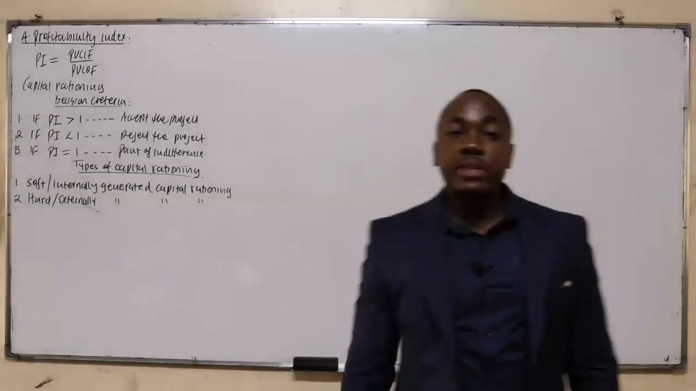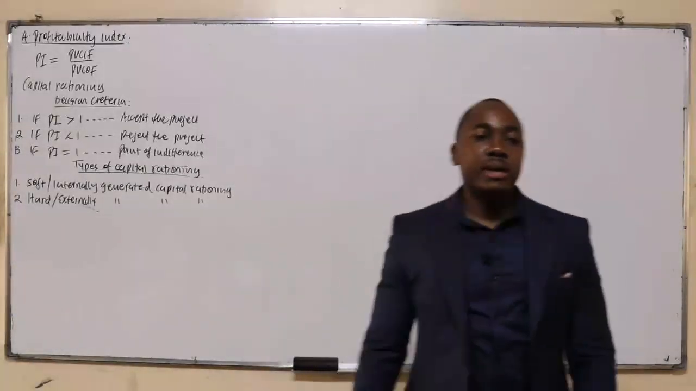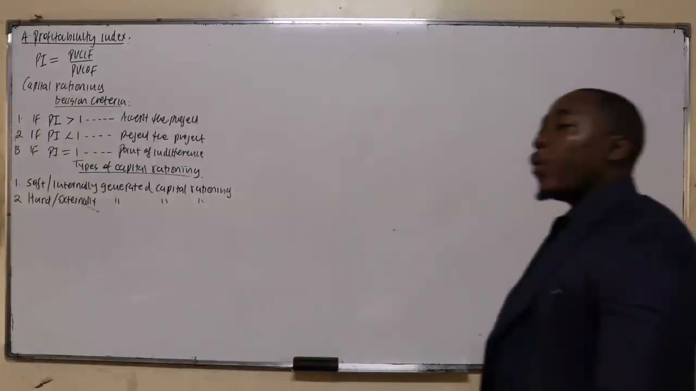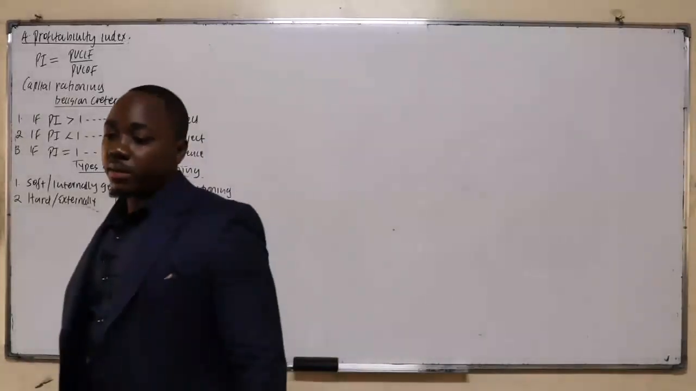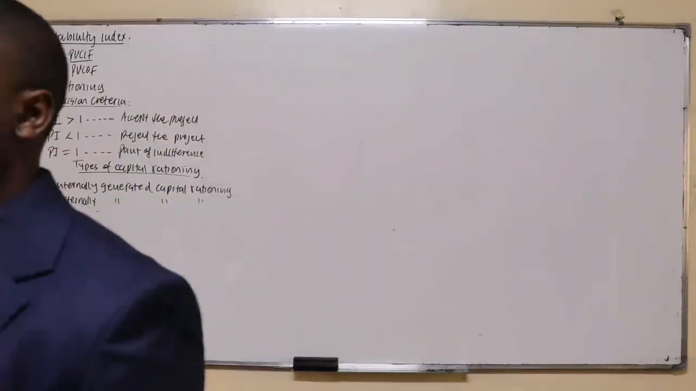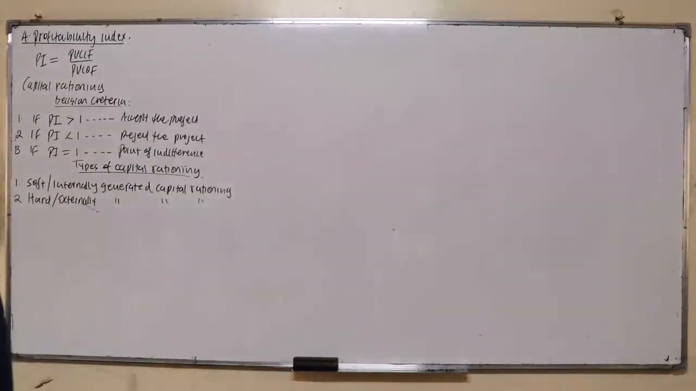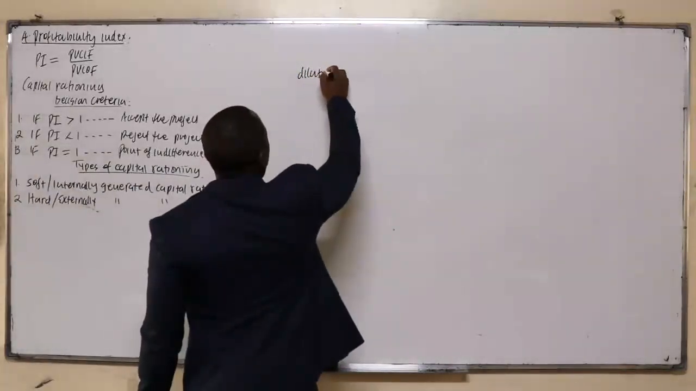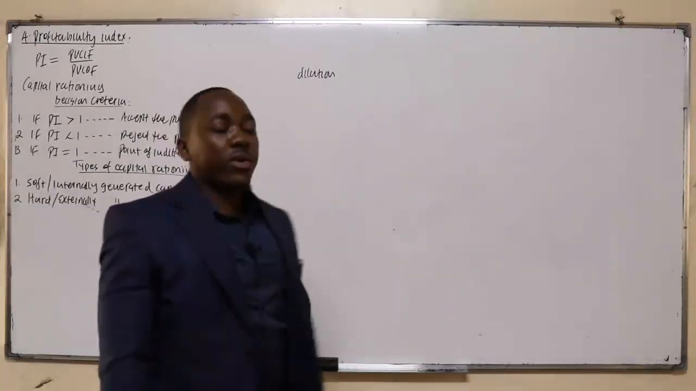It may arise due to the following circumstances. What might lead to soft capital rationing? Number one, when the management refuses to issue new shares to raise capital, so as to avoid dilution of ownership.